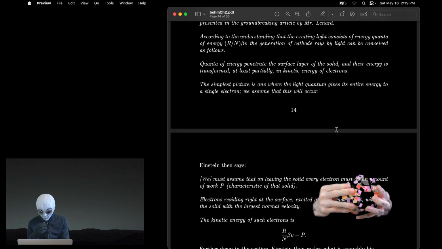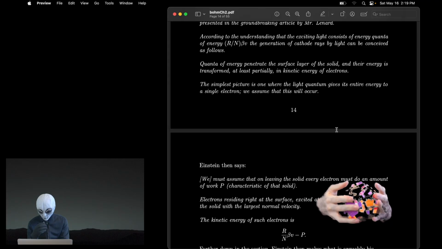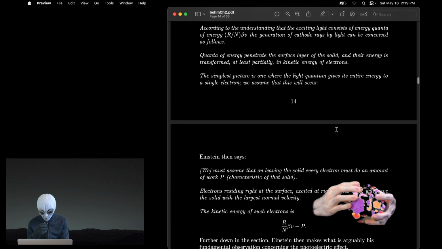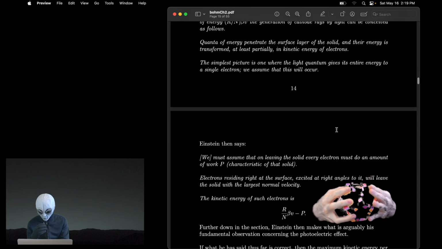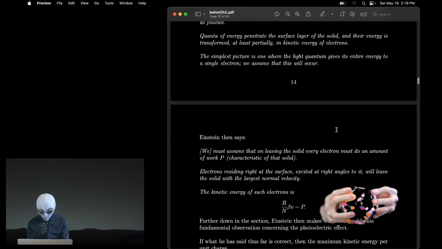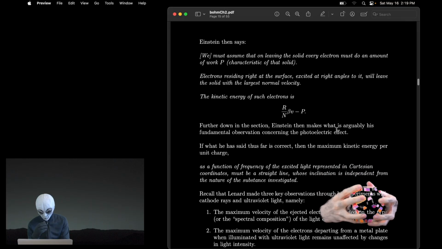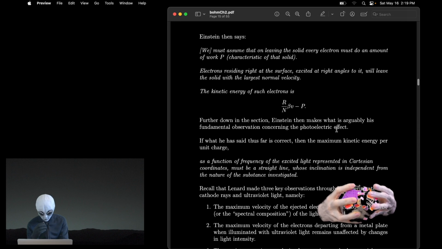Quanta of energy penetrate the surface layer of the solid, and their energy is transformed, at least partially, into kinetic energy of electrons. The simplest picture is one where the light quantum gives its entire energy to a single electron. We assume that this will occur. Einstein then says, we must assume that on leaving the solid, every electron must do an amount of work, P, which is characteristic of that solid.